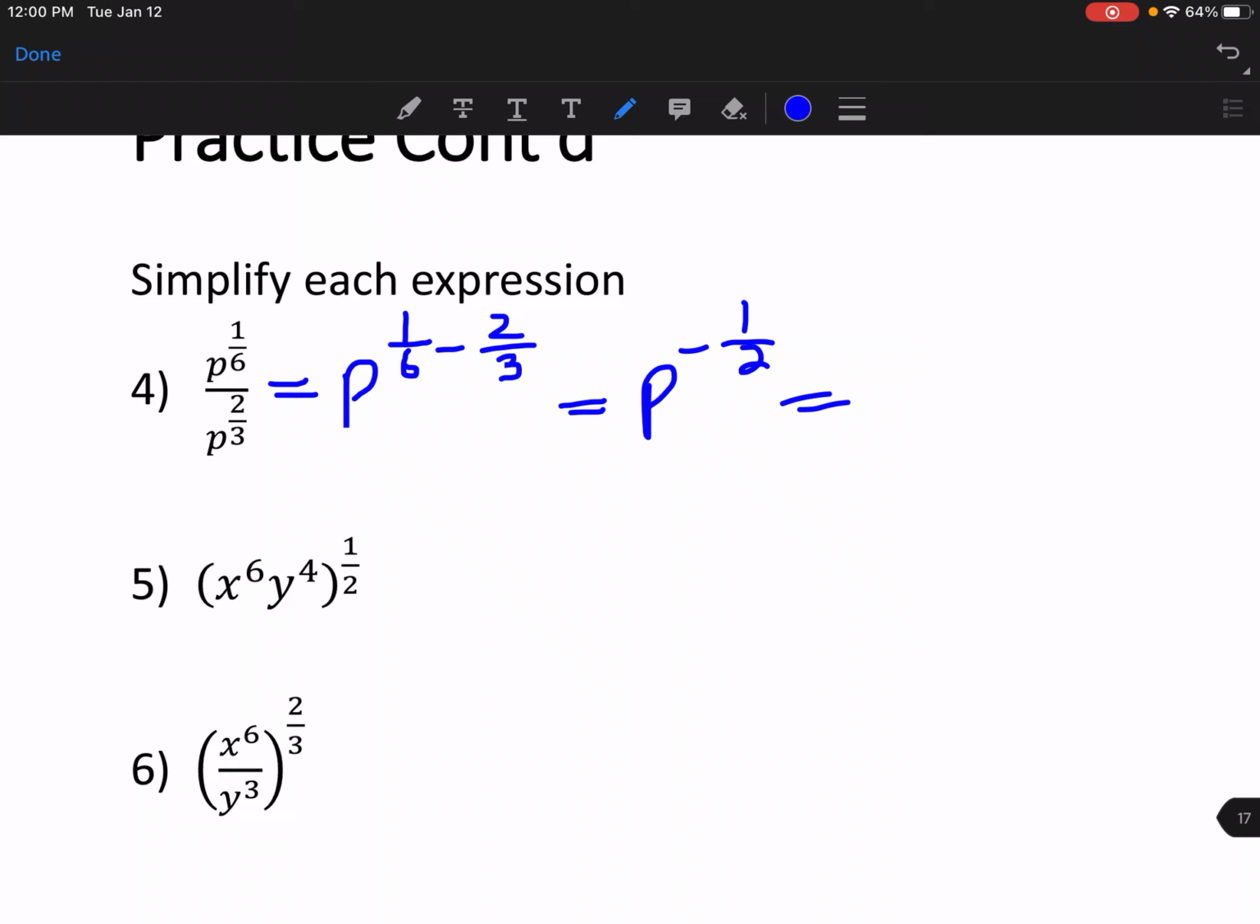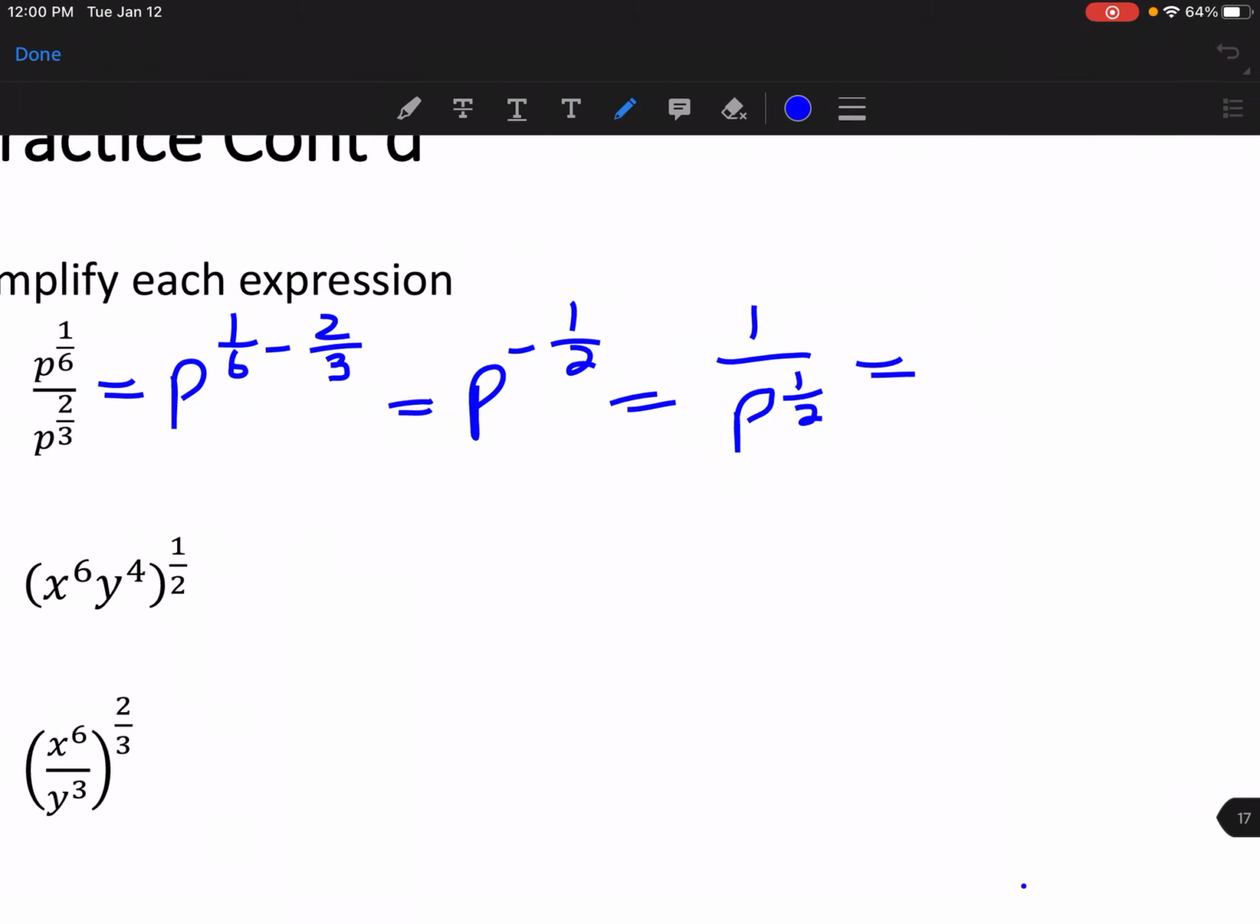Again, when I have p to the -1/2, we need to rewrite it as a reciprocal, 1 over p, and then once you rewrite it as a reciprocal, the negative goes away and your exponent is 1/2. Or lastly, we're going to rewrite this as the nth root, which is 1 over the square root of p.